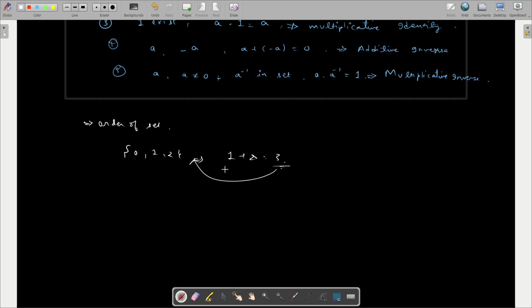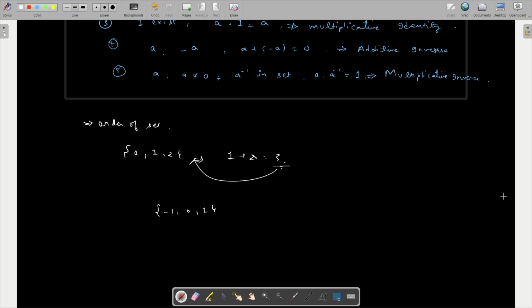On the other hand, the set minus 1, 0, 1 is closed under normal multiplication. So any two numbers can be multiplied. There are 9 such combinations, and the result is always in the set. The other option we have in mathematics is to define multiplication in a particular way to make these sets closed. We will get to know how exactly we do it.